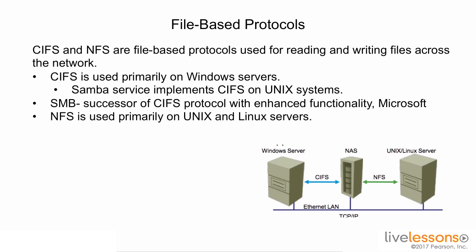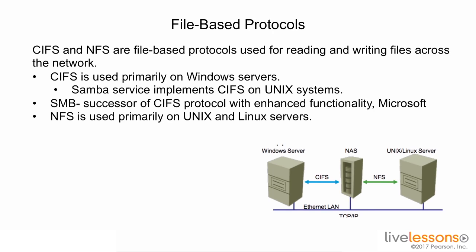There are several different types of file-based protocols. First of all, there is CIFS, or Common Internet File System, and SMB, which is a successor of the CIFS protocol and is called Server Message Block. These are two Windows-based or Microsoft file-based protocols. There is also NFS, or Network File System, which is primarily used on Unix and Linux servers.